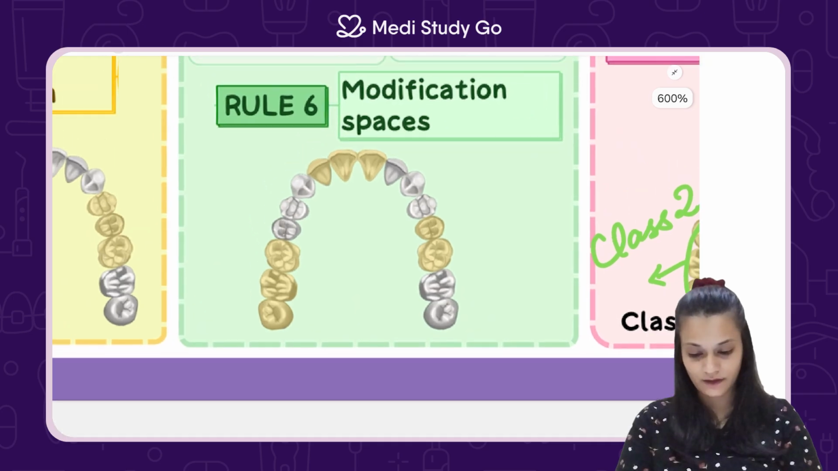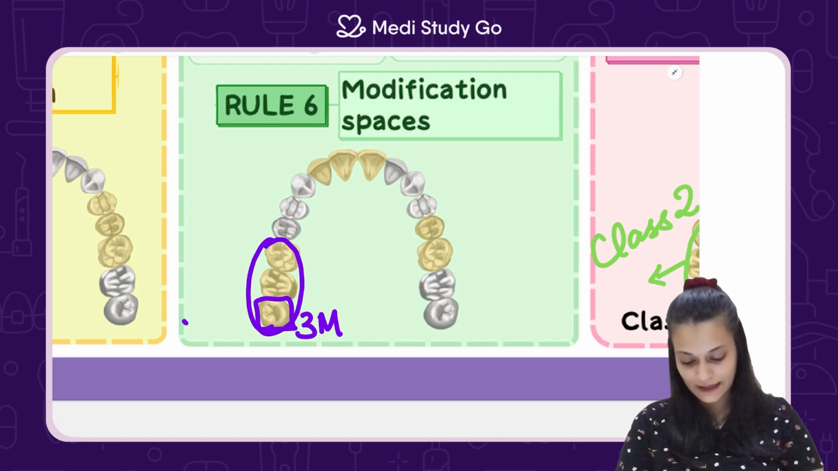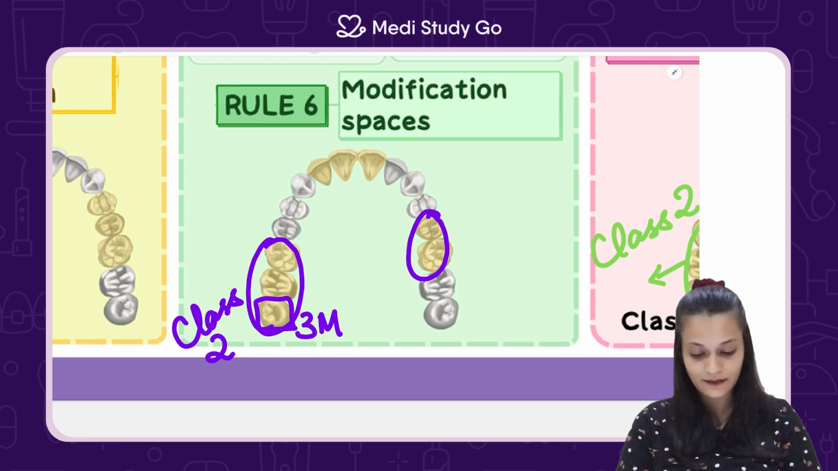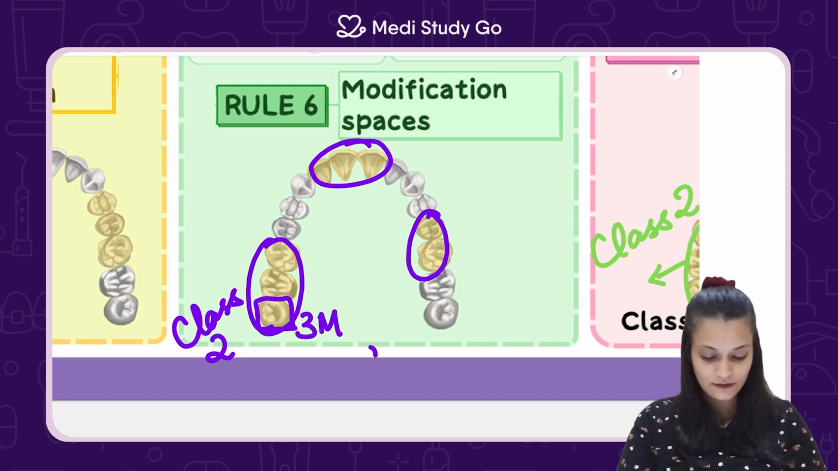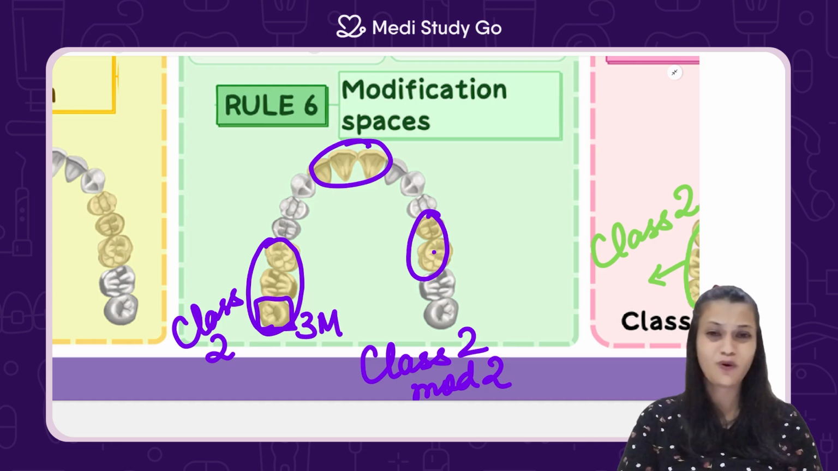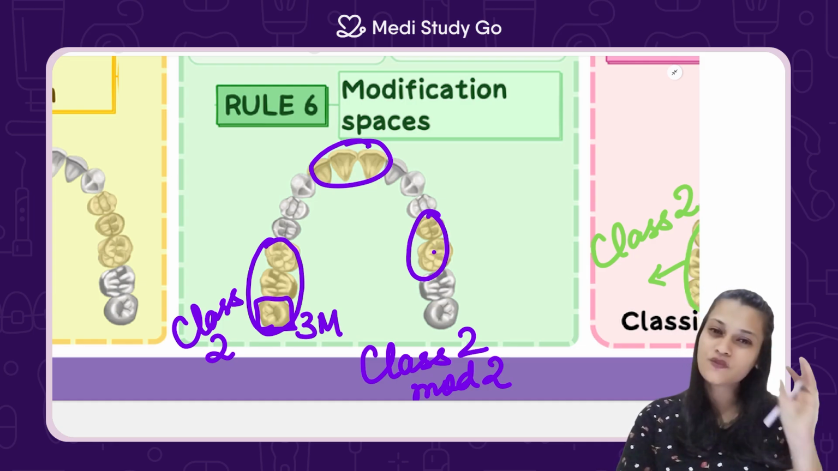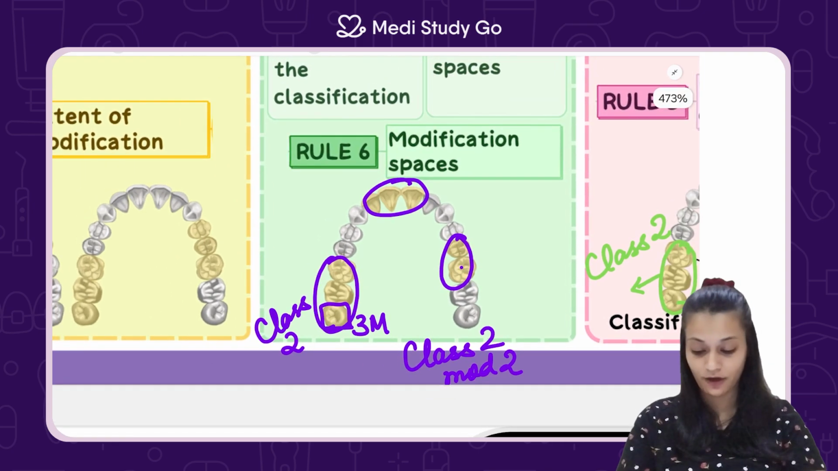So let's just solve this. What is the most posterior tooth? This third molar that is missing. So this again becomes class 2. Now here there are 2 teeth that are missing and 3 teeth that are missing. Does that matter to me? No. How many modification space? 2. So this will be known as class 2 mod 2. This is mod 1, this is mod 2, does not matter. I am just considering the number of spaces and not the number of teeth.